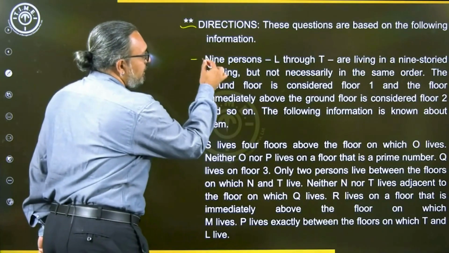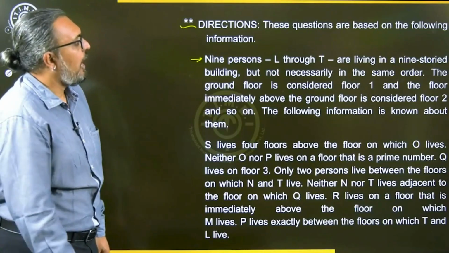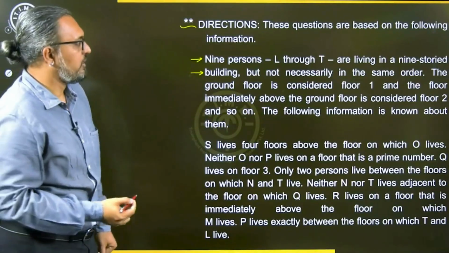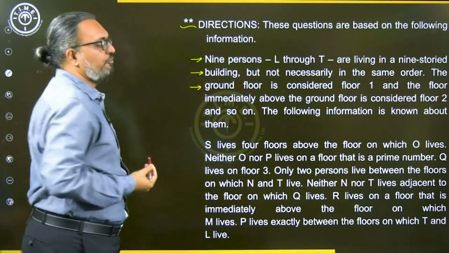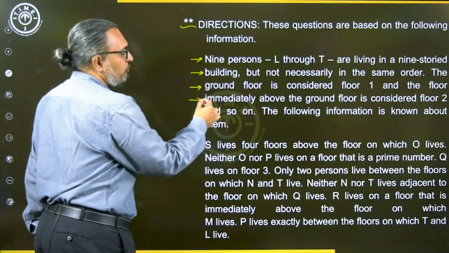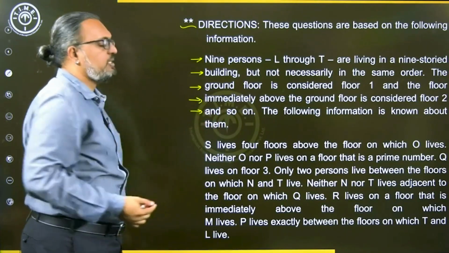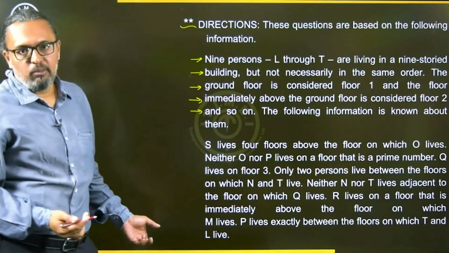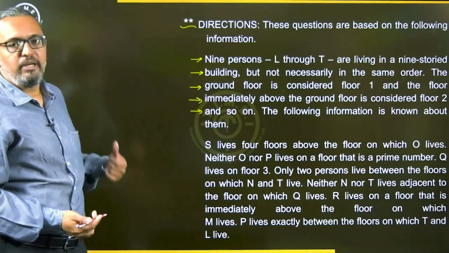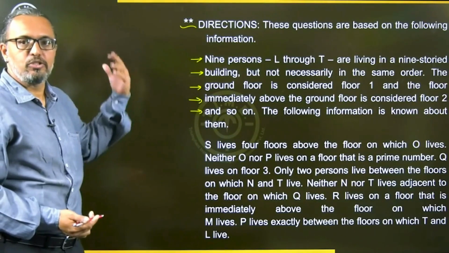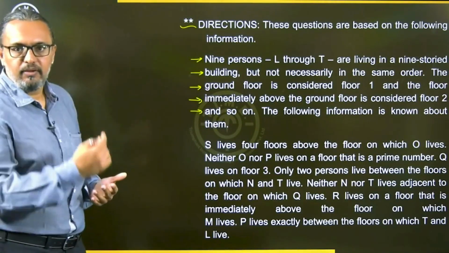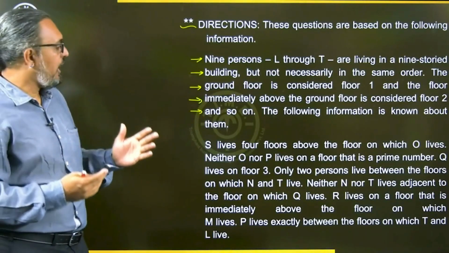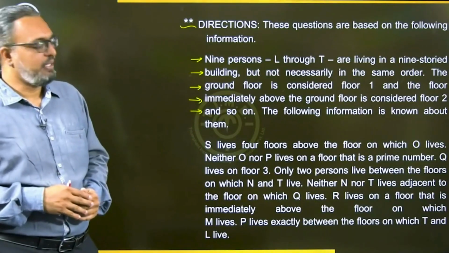So it says 9 persons L through T are living in a 9-storied building, but not necessarily in the same order. The ground floor is considered floor 1 and the floor immediately above ground floor is considered floor 2 and so on. So basically he is asking us to fix the floor numbers first. Ground floor will always be at the bottom, so that will be 1. Then the floor immediately above ground floor is floor number 2 and so on. So you give the numbers in increasing order from bottom to top. Then based on the data, we have to fix the persons.